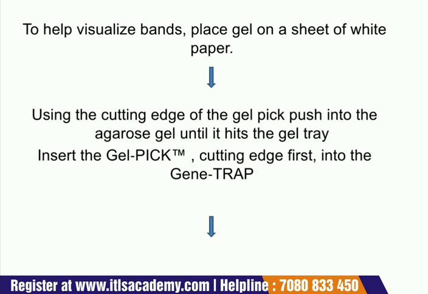Excise a band from the DNA ladder. Using the cutting edge of the gel pick, push into the agarose gel until it hits the gel tray. Insert the gel pick cutting edge first into the gene trap. Remove it by tilting and pulling up. Ensure that there are no air bubbles in the gene trap. Remove any air bubbles by pipetting buffer into the gene capsule.